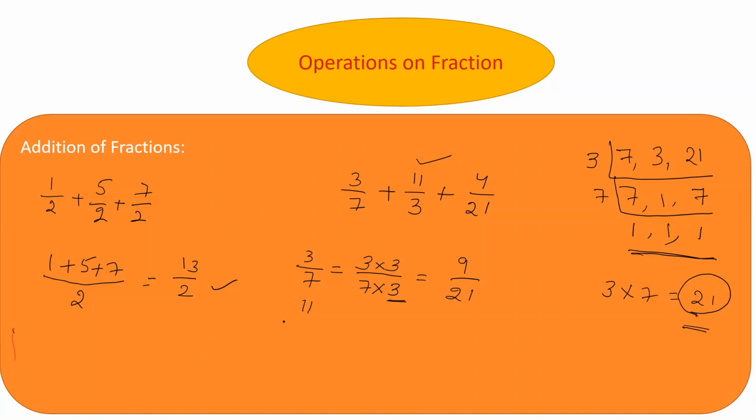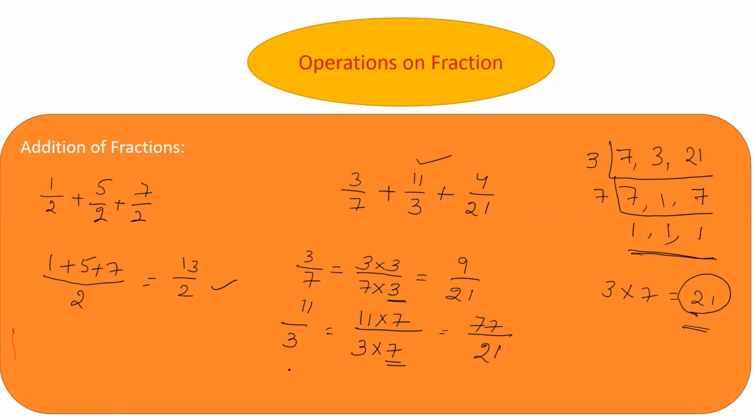Let's take the second fraction, 11 by 3. In the denominator I have 3, so I should get the denominator as 21. What do I have to multiply with 3 to get 21? I have to multiply 3 with 7. Okay? 3 sevens are 21. So I have multiplied the denominator by 7, and the same number I have to multiply in the numerator. 11 sevens are 77.